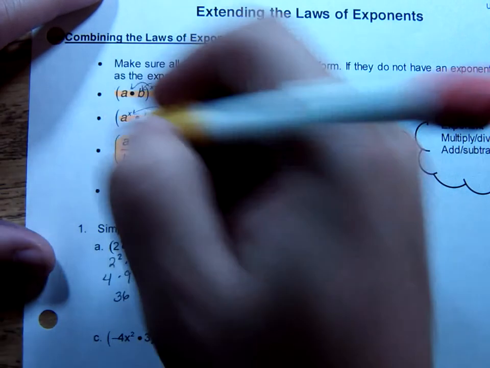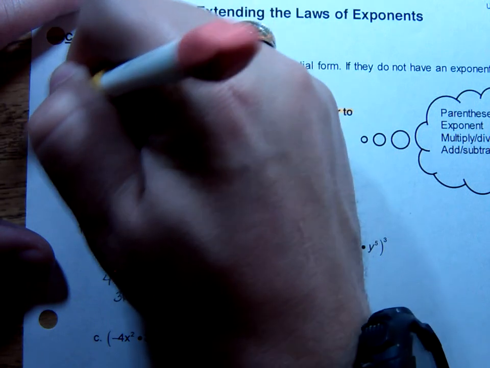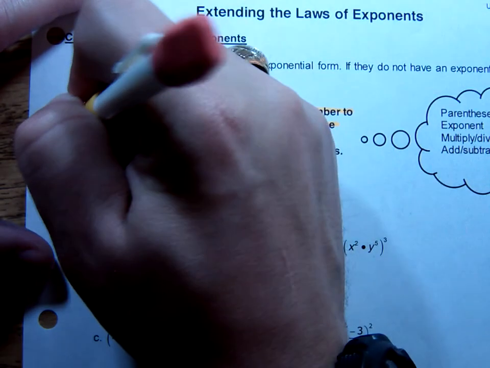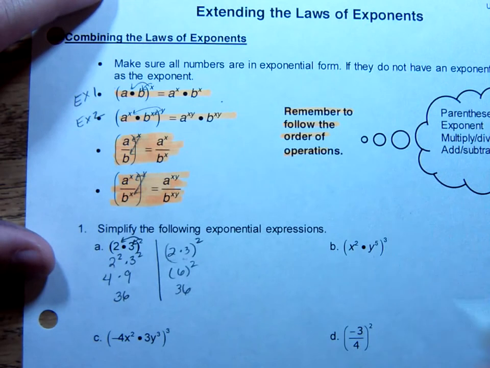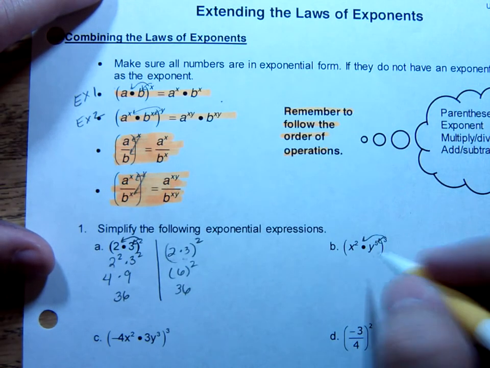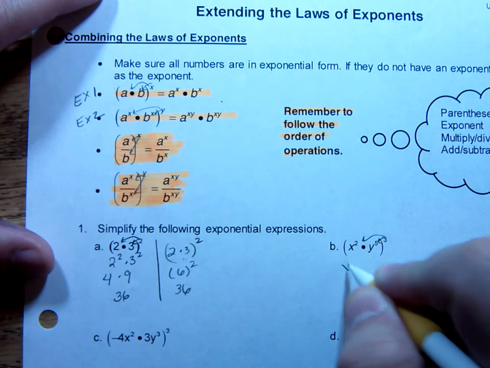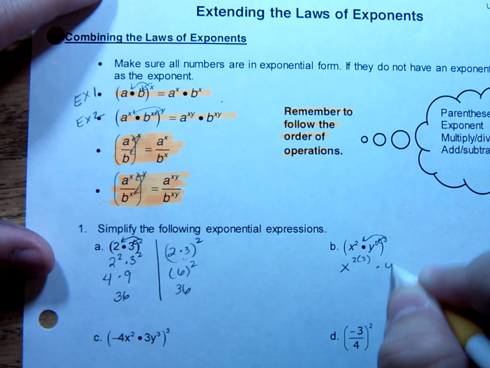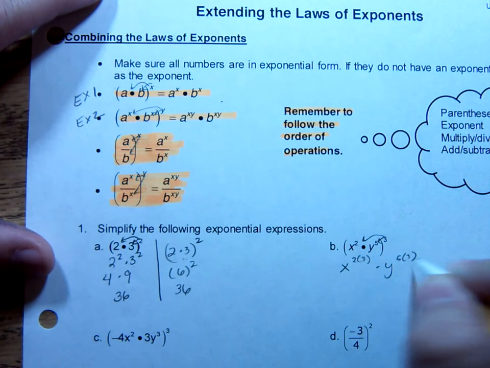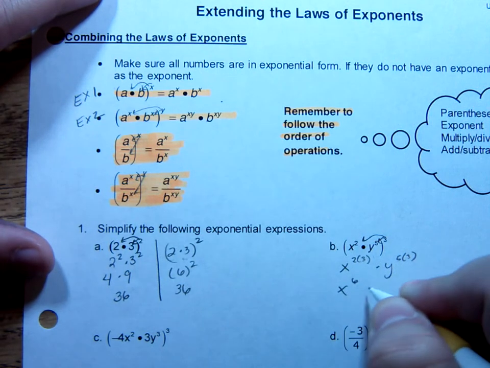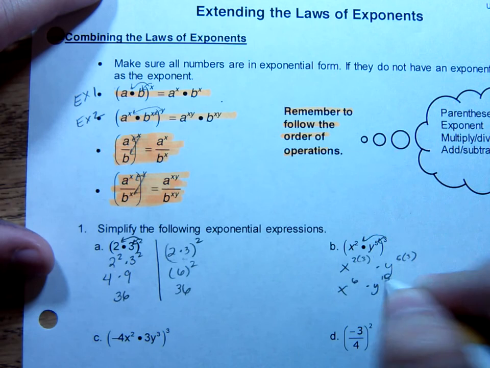And again, this is example 1. I want to label our bullet points up here. So if we look at B, that's example 2. We're going to take this power, put it here, and take this power, put it there. So we end up with x to the 2 times 3 times y to the 5 times 3, and then we end up with x to the 6th power times y to the 15th power.